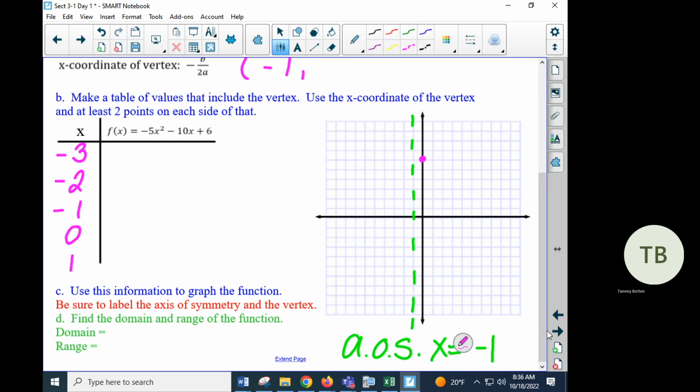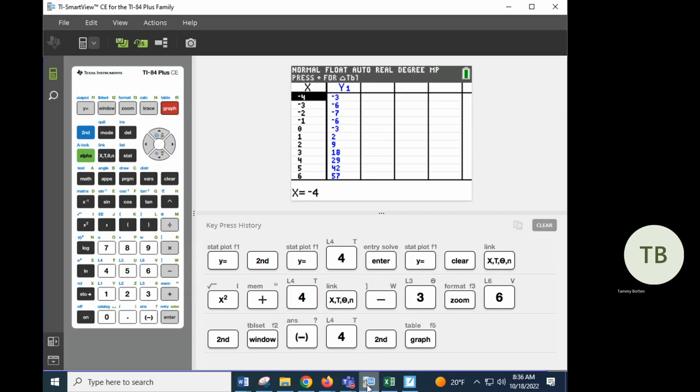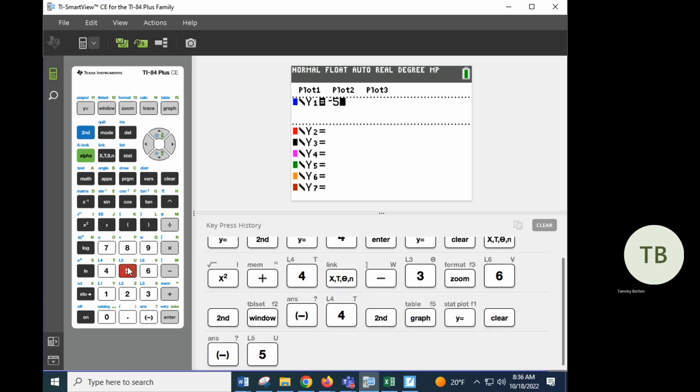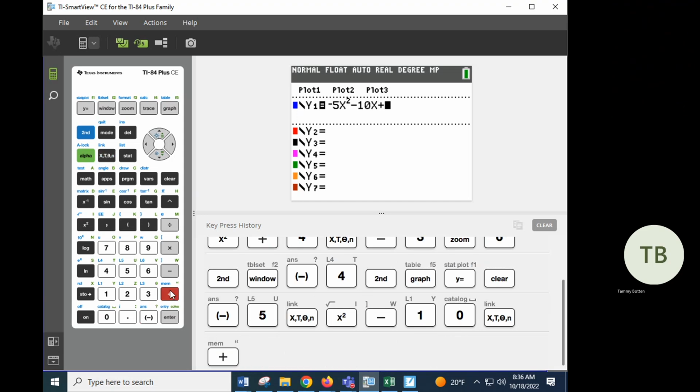Now, to get these points, we're going to plug this into our calculator, and then we're going to use our table. Okay, so let's go to our calculator. Let's go to y equals, and let's clear what we currently had. And let's type in this one. Now, remember, when you're doing -5, you have to use this negative. So we're going to type -5x squared, minus 10x, and then plus 6.